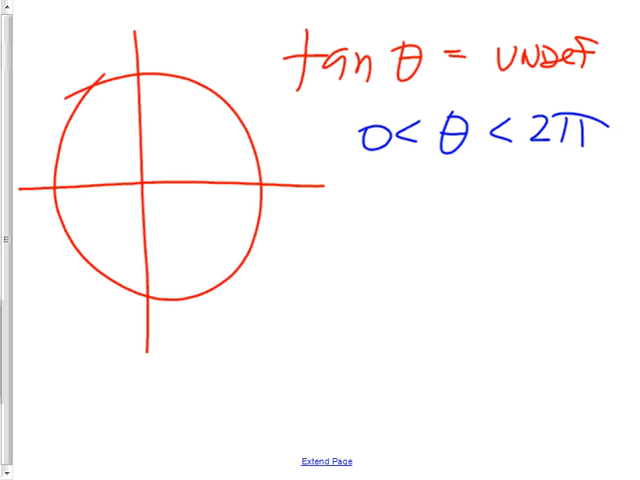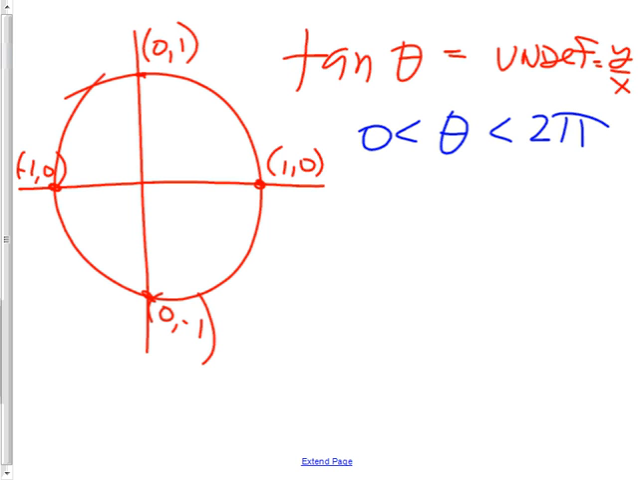Okay, how about this? Give me some choices. What are the ones? What's this? 1, comma 0. What's this? What's this? Perfect. Okay, now, remember what tangent's supposed to be? So really, this undefined thing is supposed to be y over x. Think now. Is y 0 or is x 0? X must be 0. That tells you a lot.